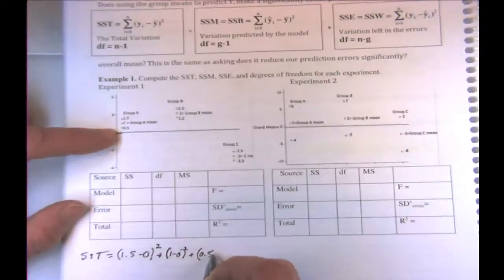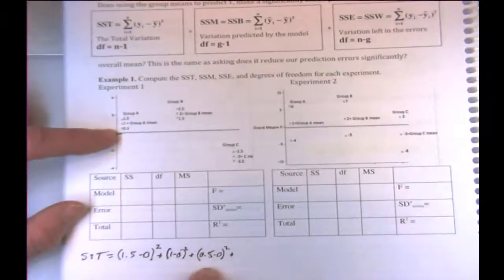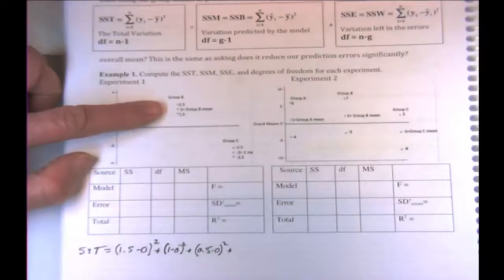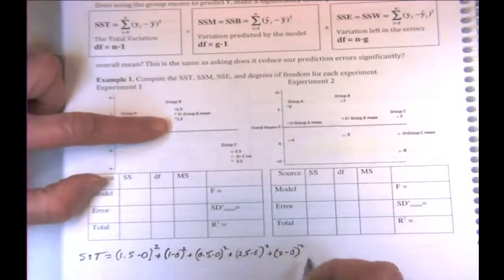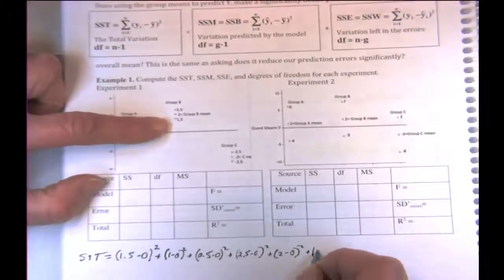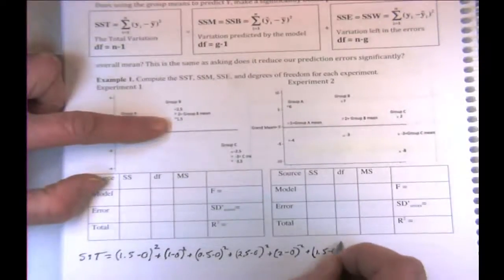Those are these three. Now I'm going to group B. So I'm just going to take these 3 points, subtract their average. So 2.5 minus 0 squared plus 2 minus 0 squared plus 1.5 minus 0 squared. So these are our group A, these are our group B. Now I'm going down to group C.